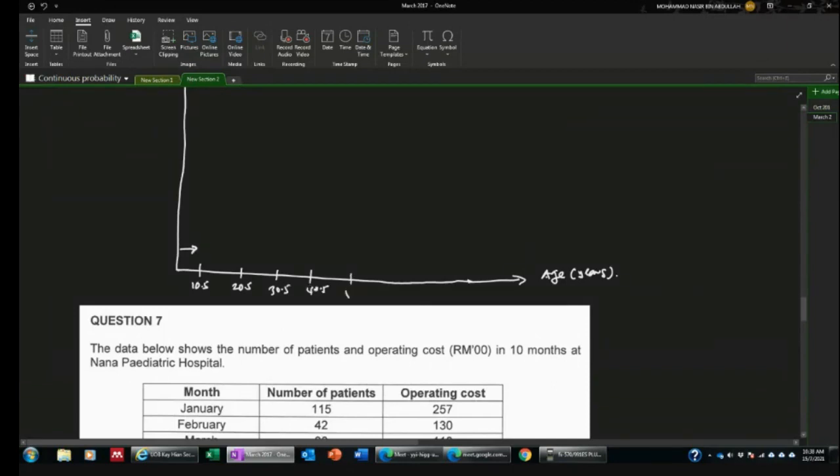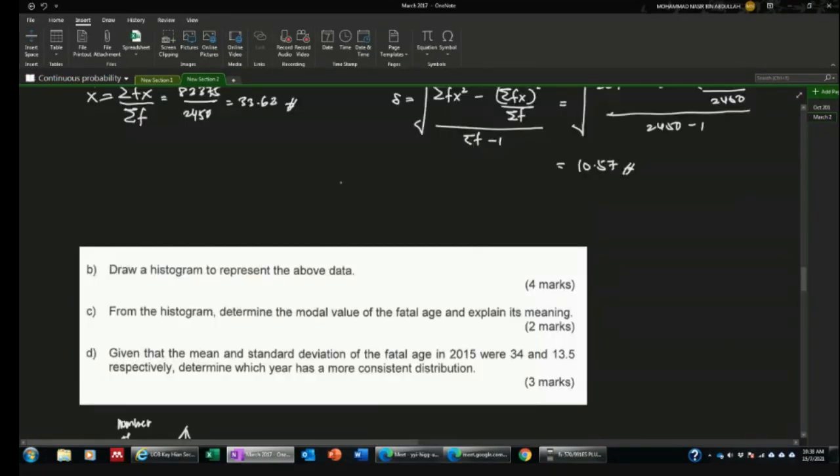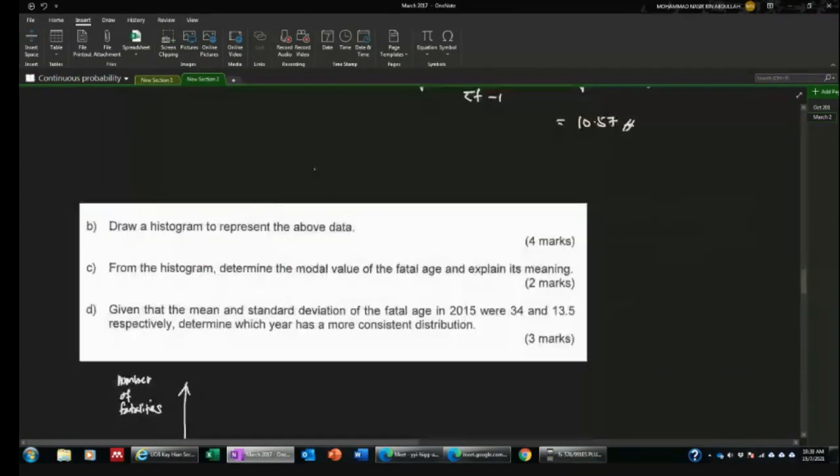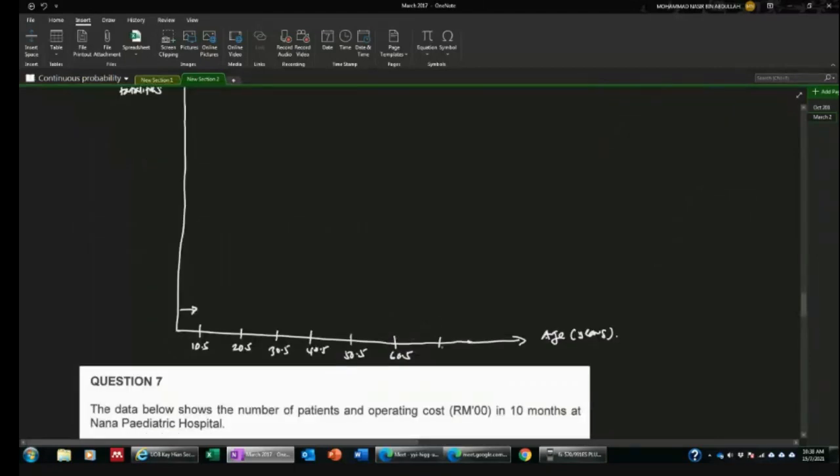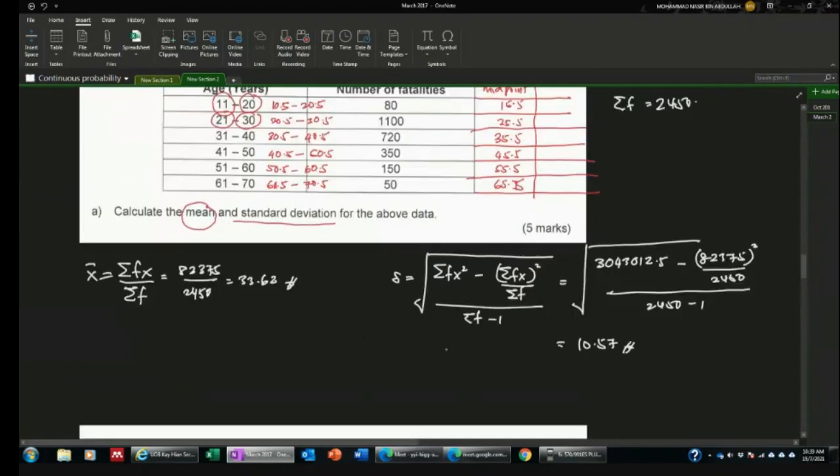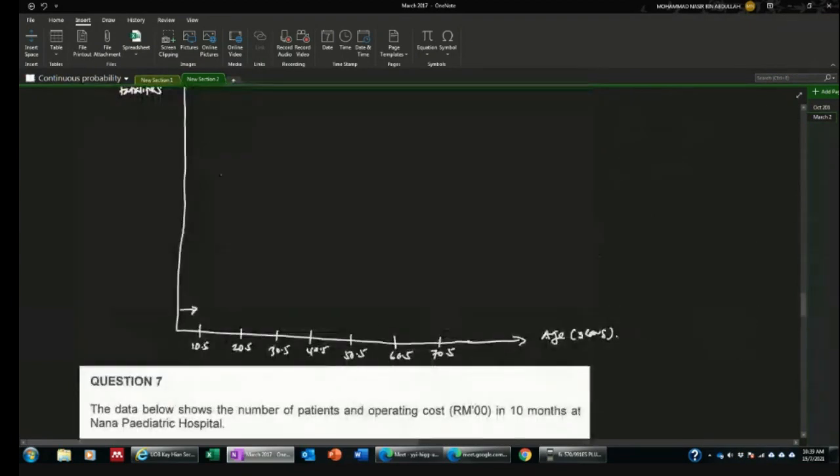40.5, 50.5, and then next is 60.5. If you use graph paper, make sure you measure properly, let's say you use 3 boxes for each class. And then this is 70.5, right? So the first bar represents how much?